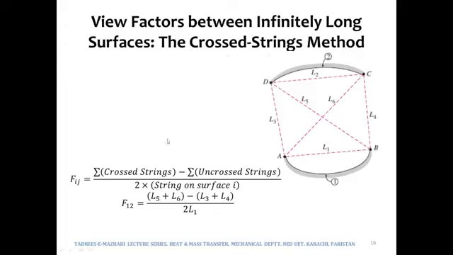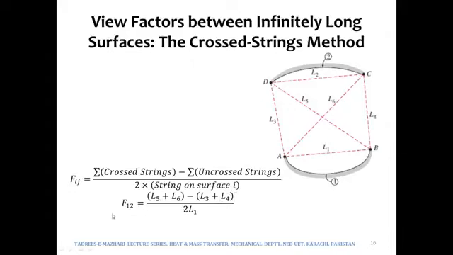The Hottel's cross string method says that Fij would be equal to the summation of crossed strings minus the summation of uncrossed strings, over 2 times the string on surface i. Crossed strings mean those diagonal strings. Uncrossed strings are those which are not crossed and are not on either side. For example, N1 and L2 are also not crossed, but they are on surfaces 1 and 2, so they will not be considered as uncrossed strings.